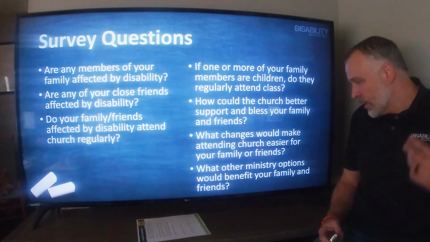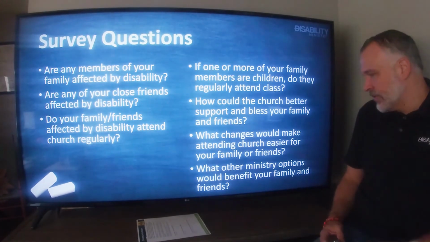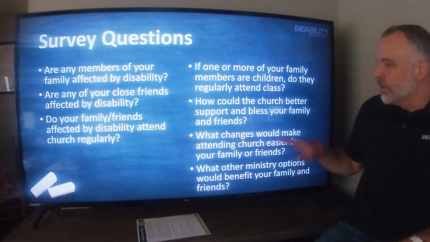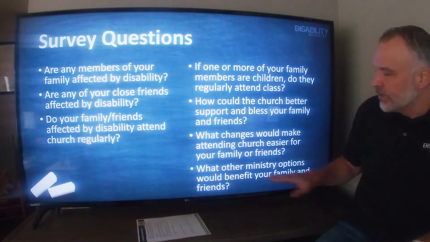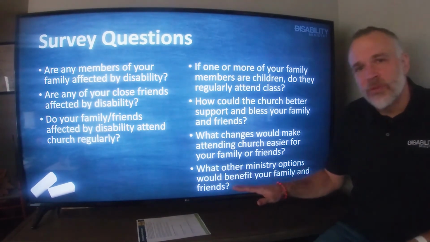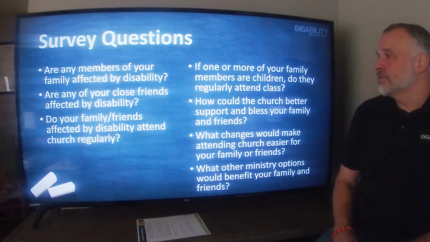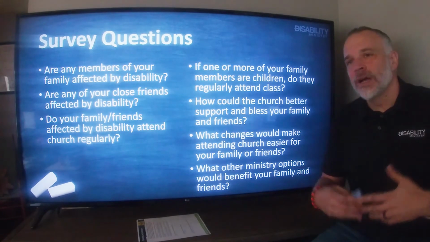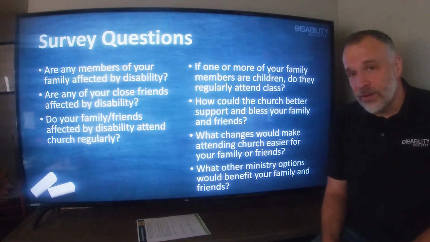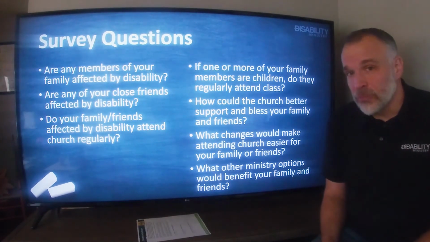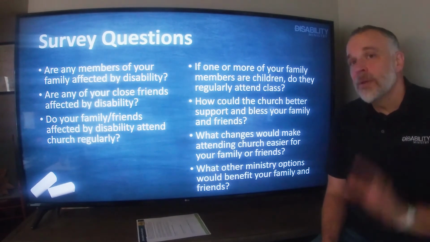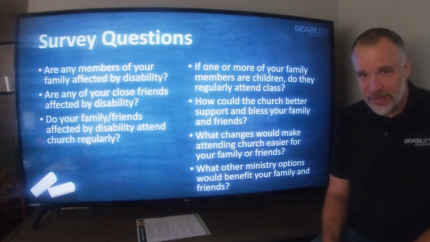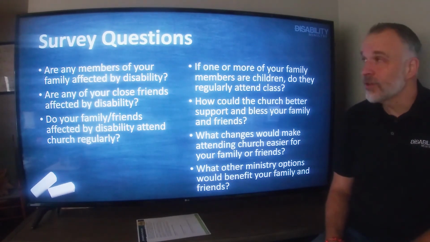And finally, what other ministry options would benefit your family and friends? So not only are we addressing accessibility, we're addressing future opportunities for ministry at your church. All of these things are great questions to ask. They help you uncover rocks that maybe you've not thought of, and help you maybe even get a starting point for your disability ministry. But these aren't the only questions that we want you to ask in your survey, and the questions that are on our survey.